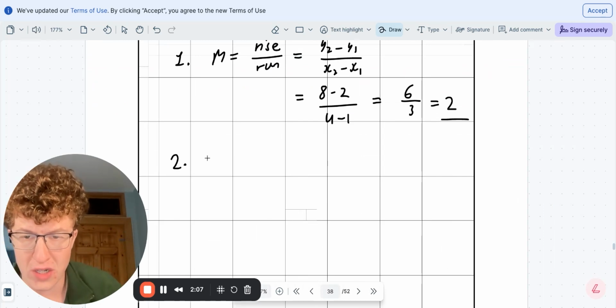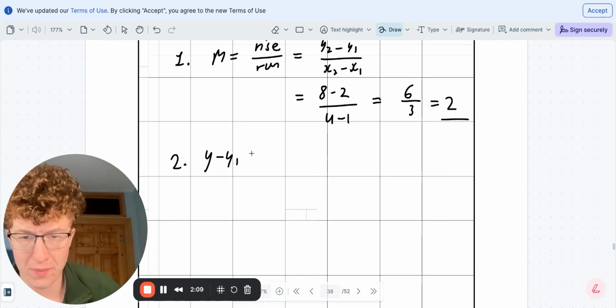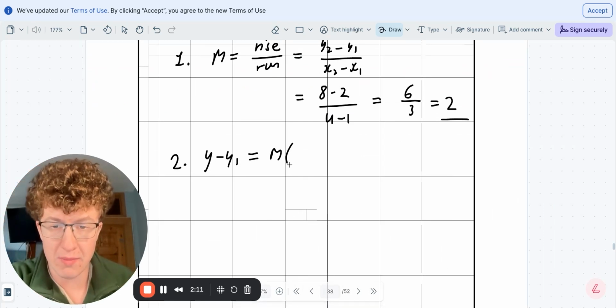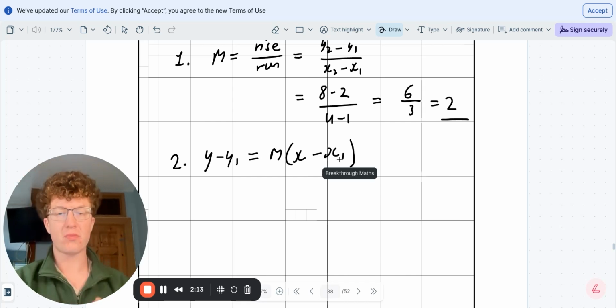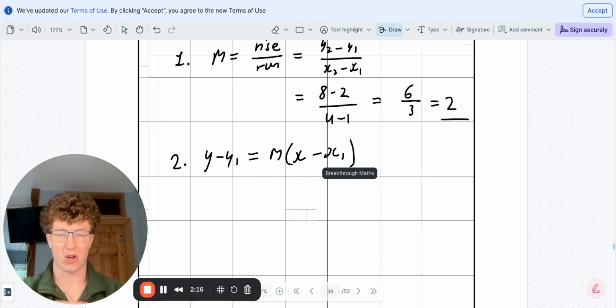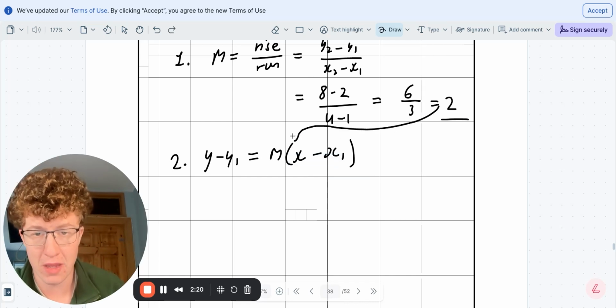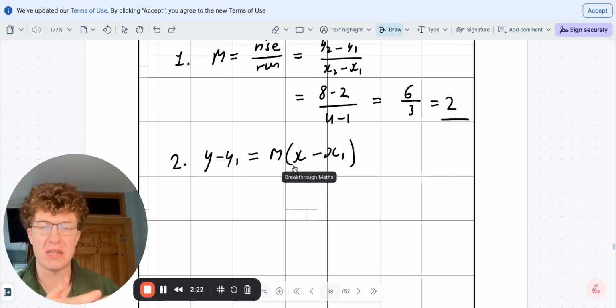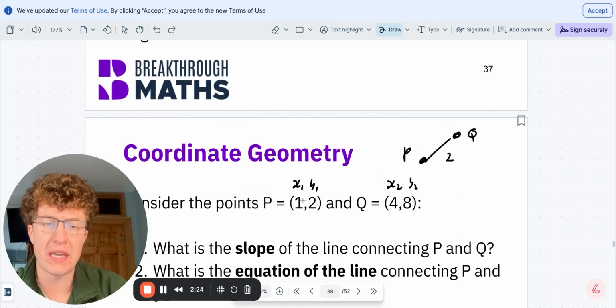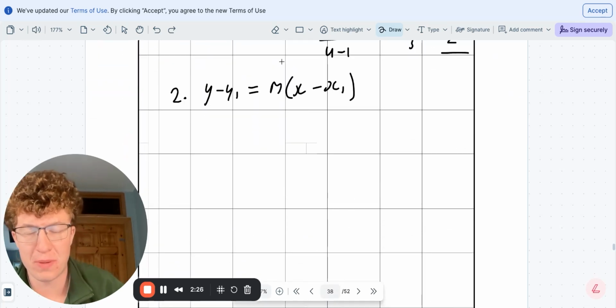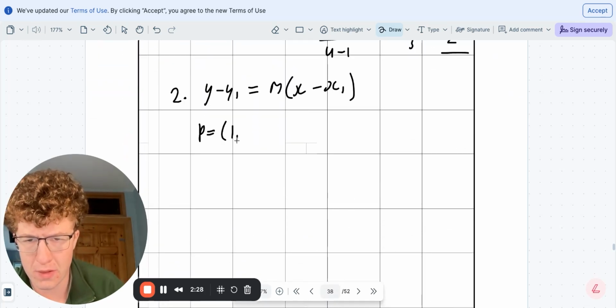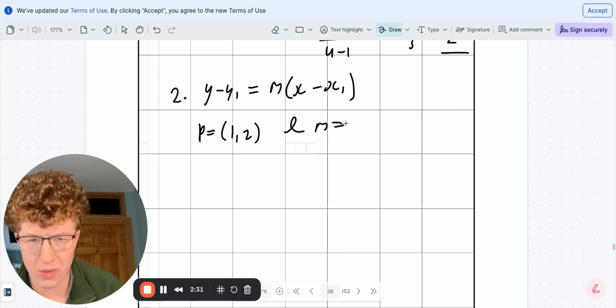Now we want the equation of the line. What do you need for the equation of the line? Well, it's y minus y1 is equal to m times x minus x1. So we need a point and we need the slope. We just got the slope, so we can just plug it in over here for m. And what else do we need? A point. We can use either P or Q. I'm just going to use P. So P is 1, 2, and m is equal to 2.